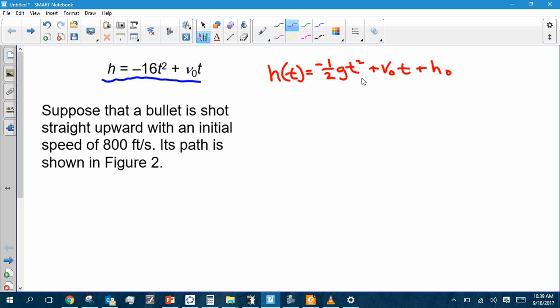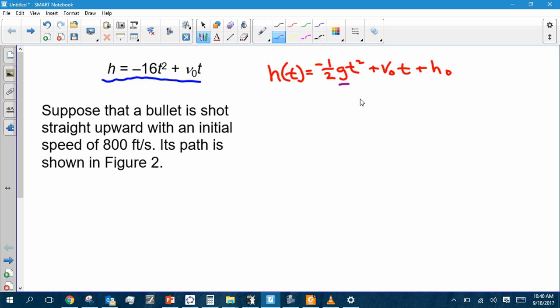Like I said, you might see h replaced with s or s replaced with h, it doesn't really matter. But this is the general format, and this is the differential equation that we get from calculus. Now, we do a little bit of work with this to get it into a format that we're used to. Basically, this g means the acceleration due to gravity.